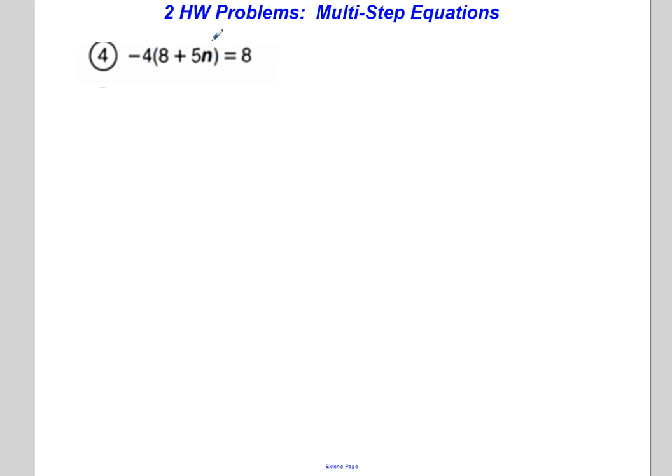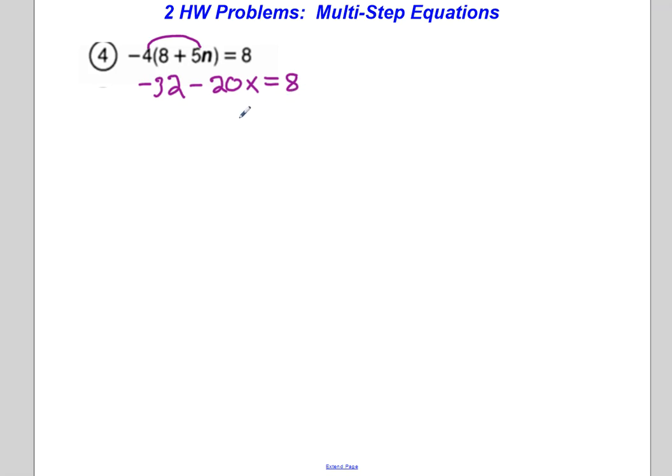Now, here's something that I've always allowed you to do. You can always swap out these other letters, J's, A's, N's, whatever, with an X if you so desire. And I'll go ahead and do that in this video. So I'm going to have negative 4 times 8 is negative 32. And then I have negative 4 times a positive 5n, which is a negative 20n. So negative 20, I'm going to go ahead and write x because it's much easier to do on this little pen I'm using. Okay, is equal to 8. All right, so there we go.